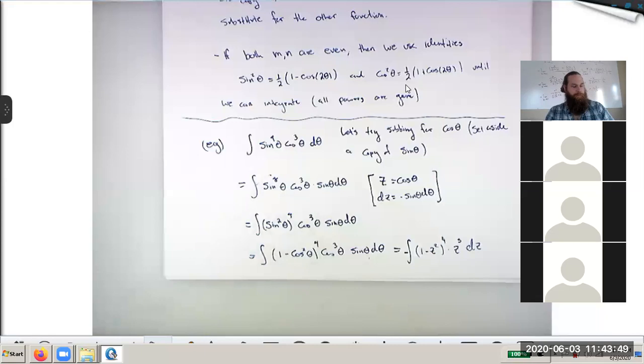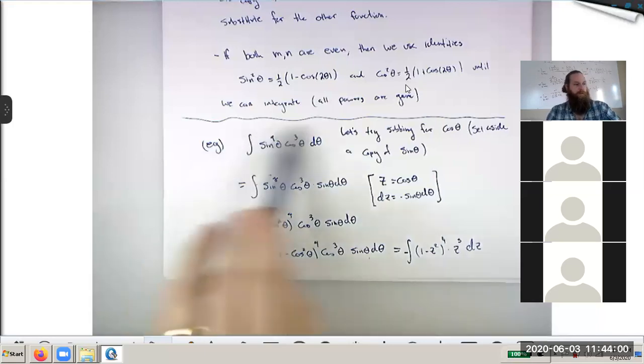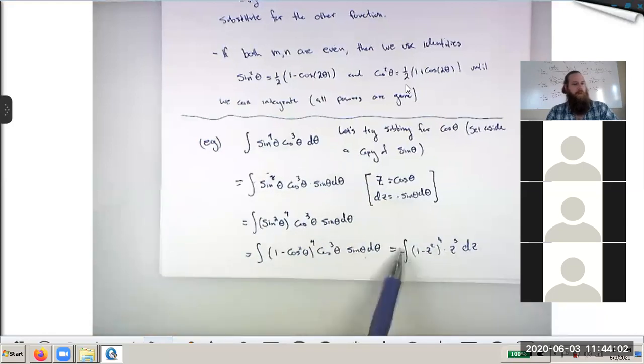I have a question. So the last integral that we get, is that equal to the first integral that they ask us to solve? Yep. They're equal. It's the same thing. This is equal to this under this substitution. Okay.